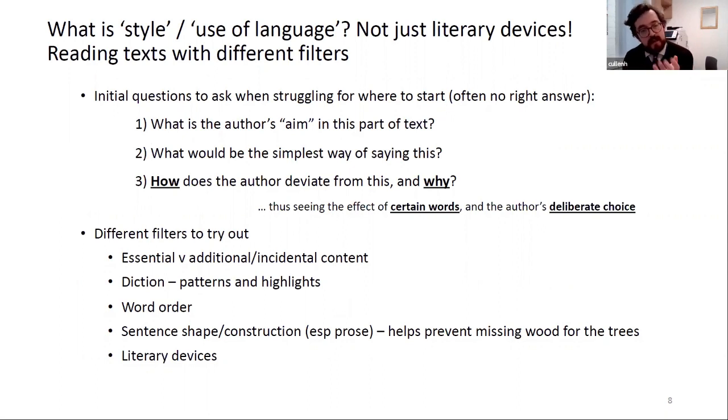So if students are finding it hard to express that, then these 3 questions work pretty well. What's an author aiming at here? What could be the simplest way of saying it? And, okay, well, they're not using that simplest way, so why not? And then suddenly you've got a conversation about use of language, even without mentioning any style points.